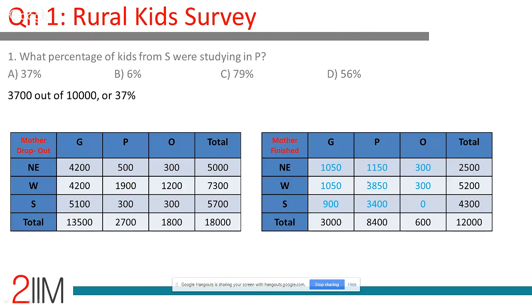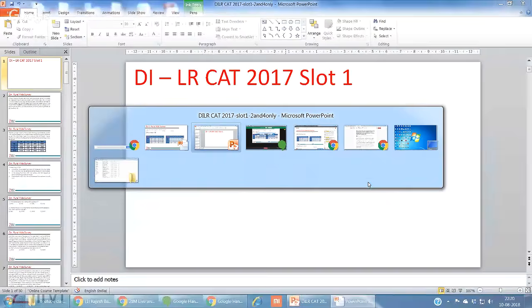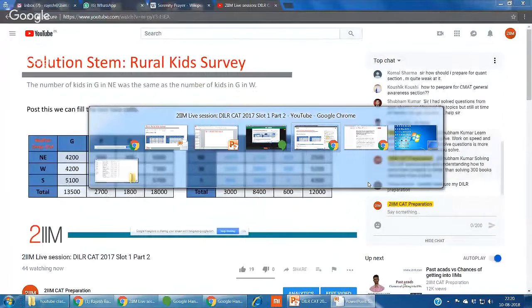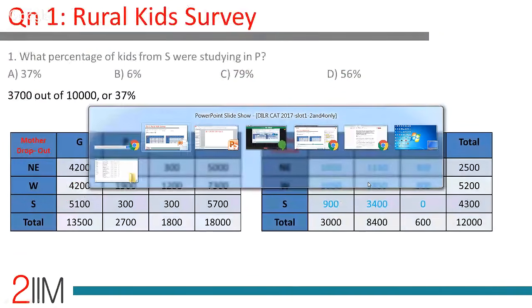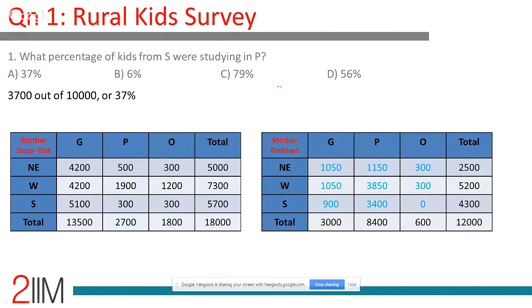What percentage of kids from the South were studying in private schools? Kids from the South, that is 10,000 kids, we know that. How many of them were studying in private schools? This 300 plus this 3400 out of 10,000. 3,700 were in private schools out of 10,000 students overall, or 37%. Very peaceful. Straight away, done.